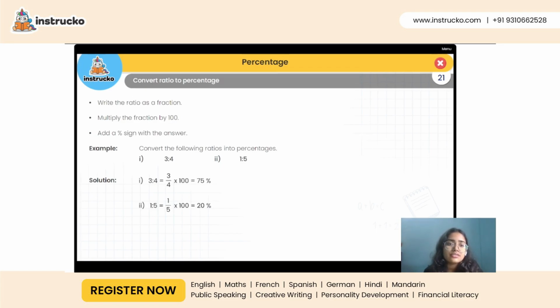Write the ratio as a fraction. So 3 ratio 4, you write it as a fraction, 3 by 4. Then you multiply the fraction by 100. So 3 by 4 into 100. And whatever answer you get, you add a percentage sign to the answer. So 3 by 4 into 100 is 75. And then you add a percentage sign right in front of it and you get 75%.